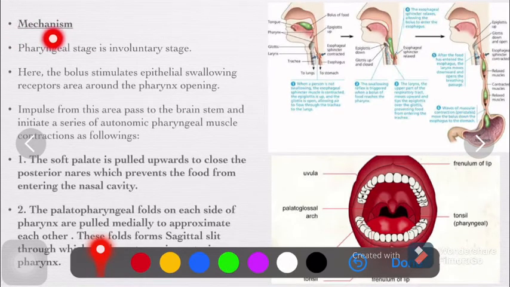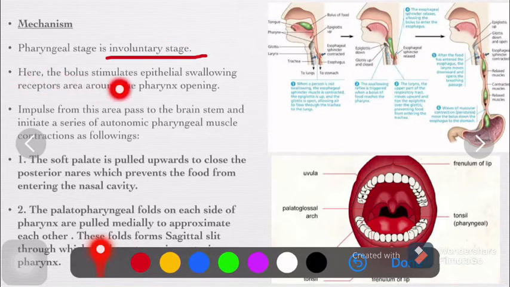Mechanism of the pharyngeal stage. The pharyngeal stage is an involuntary stage. This is an MCQ question: which of the stages of swallowing is the involuntary stage? So the pharyngeal stage is the involuntary stage. It is not in our control. It occurs on its own.